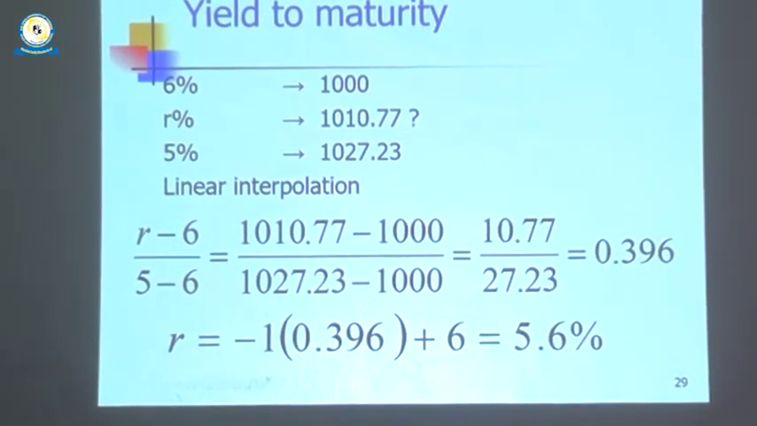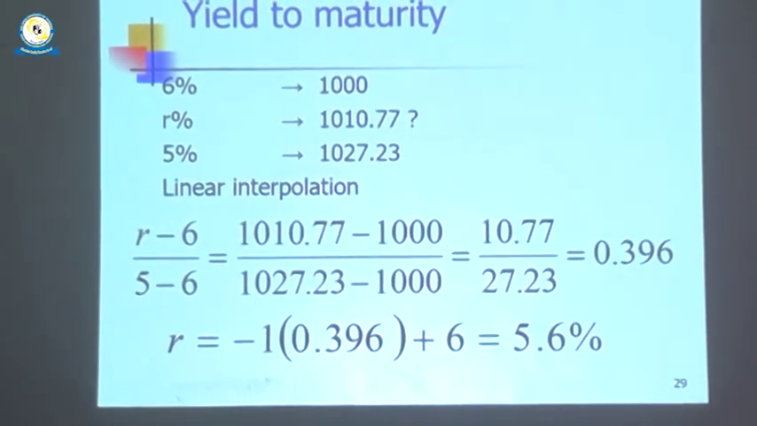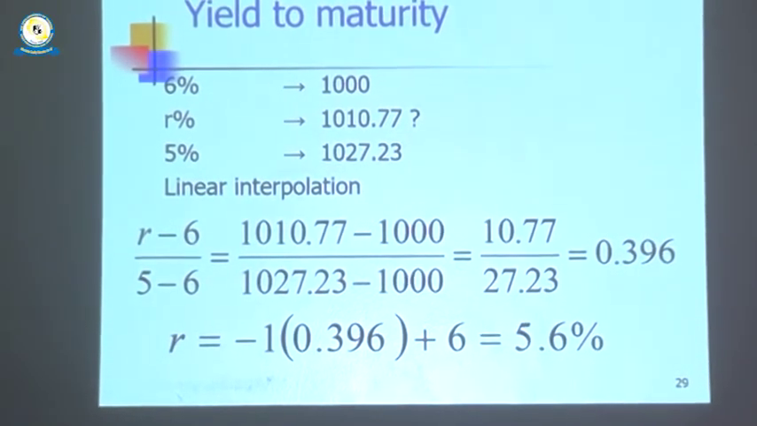Now, you are given a coupon rate of 6%. This coupon rate is the one which brings the face value. We are looking for the rate of return which will bring us a price of 1,110.77. As the price is increasing, it means that when the price increases, the rate decreases.